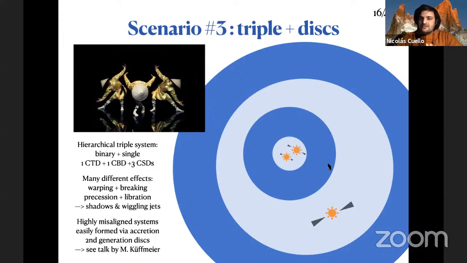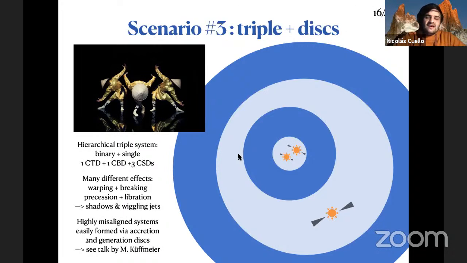If this happens, the maximum number of disks you can have is five. You have a circumtertiary disk, a circumbinary disk, and potentially up to three circumstellar disks. In this case, things are even more complex because you have many different effects acting at the same time. We have warping, we have disk breaking, we can have precession, we can have libration. And this has fascinating observational features such as shadows, wiggling jets, and things that we're going to see in a bit.